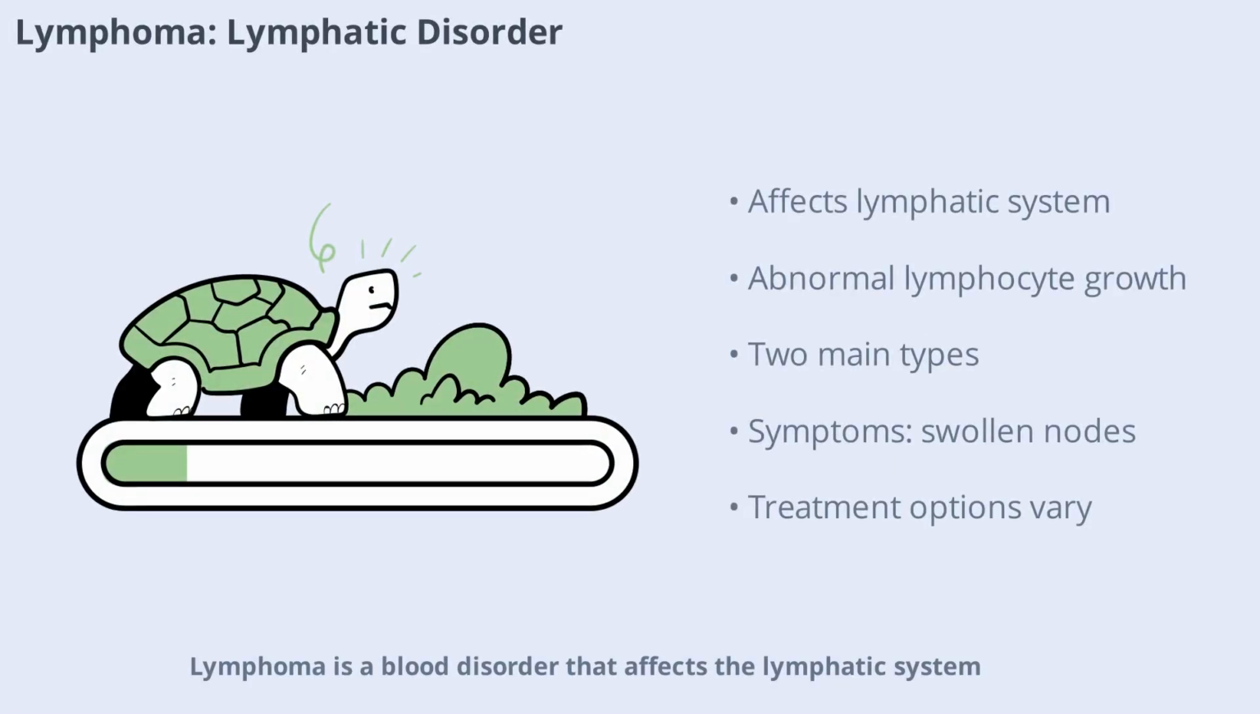Lymphoma is a blood disorder that affects the lymphatic system, which is part of the immune system. It involves the abnormal growth of lymphocytes, a type of white blood cell. There are two main types: Hodgkin and non-Hodgkin lymphoma. Symptoms include swollen lymph nodes, fever, and weight loss. Hematology helps diagnose and treat lymphoma, often using chemotherapy, radiation, or immunotherapy. Understanding lymphoma is vital for managing its impact on health.